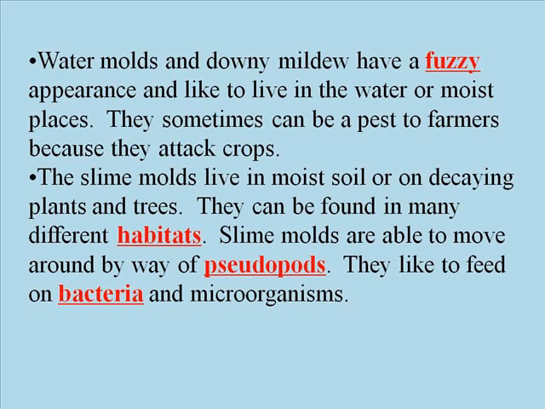And a lot of times these can become a pest to farmers when there may be too much rain or they may overwater their crops, because these will actually attack the crops and ruin the plant so that it can't be sold for food. Your slime molds are going to live in moist soil or on decaying plants and trees. They can be found in many different habitats, and sometimes your slime molds will come in very creative colors. The one I'm going to show you on the next slide is actually a pink color. Now, your slime molds are able to move around a lot like your amoebas. They're going to have pseudopods, and they're going to feed on bacteria and other microorganisms.